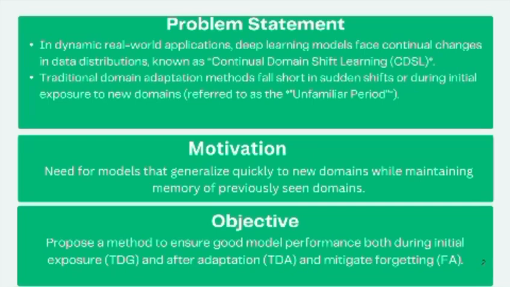domains. And to do so, we are evaluating our model based on three main metrics, namely TDG, which is the target domain generalization, mainly to evaluate the model during the unfamiliar period, and TDA, namely target domain adaptation, which is the after-adaptation period. And to mitigate forgetting, we use the forgetting alleviation metric. This is the brief overview of our measuring metrics.